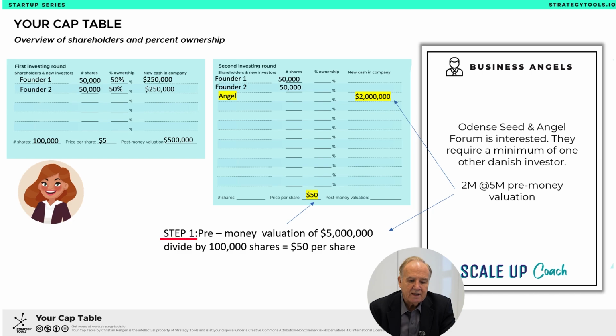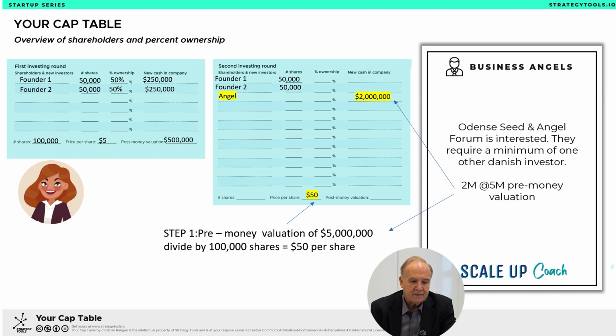So step one is you take the pre-money value of $5 million. You currently have 100,000 shares. So you divide the $5 million by the 100,000 shares, and now the value is $50 per share. Remember when we started, it was $5 a share. Now, when the angel puts in money, you're valuing the company at $50 a share.